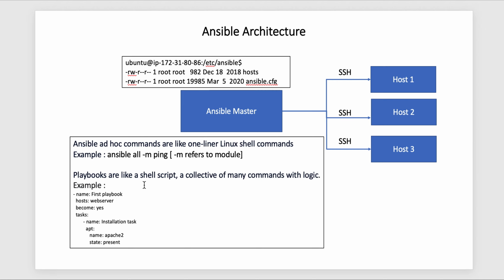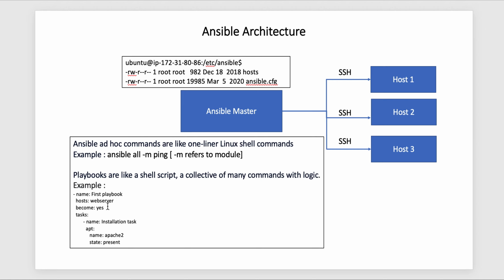Another thing is the playbook, which I mentioned initially. Take a playbook like a shell script, right? It's a collection of many commands with a defined logic in that playbook. Let's take an example. I'm giving the name of my playbook as first playbook. Hosts is basically webserver. This particular host we usually define under the hosts file. When I say the hosts file, what exactly do I mean? I will define all the IPs of host 1, 2, and 3 under this hosts file, so that whatever action I do on the master, the things will be replicated to your host 1, 2, and 3, right?